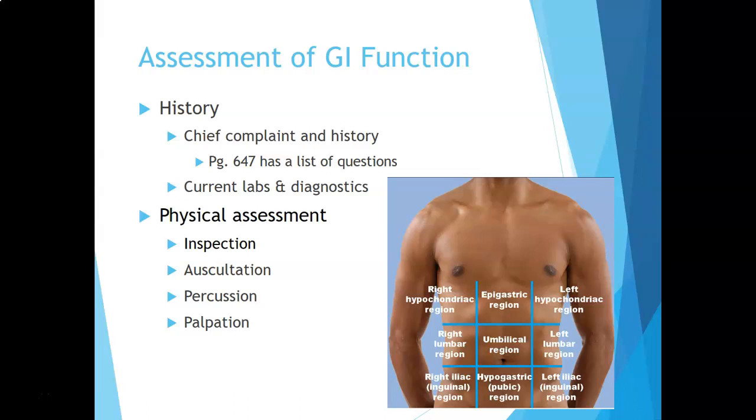So once we have gathered a bit of a history, we can move on to the physical assessment. So as far as inspection, we're going to start from the top. We're going to look at teeth, gums, and the oral mucosa. We're looking for any obvious issues. We should be examining the skin for color as well as lesions, and note any discolorations on the abdomen.